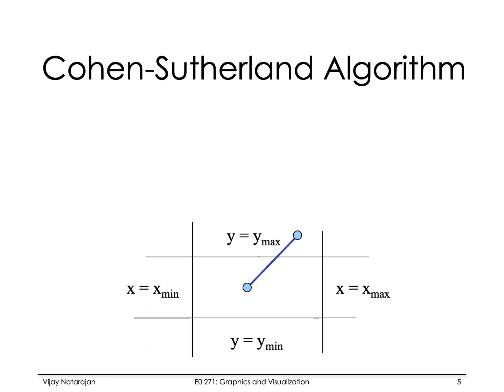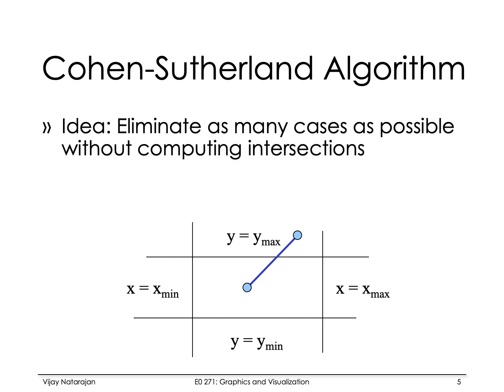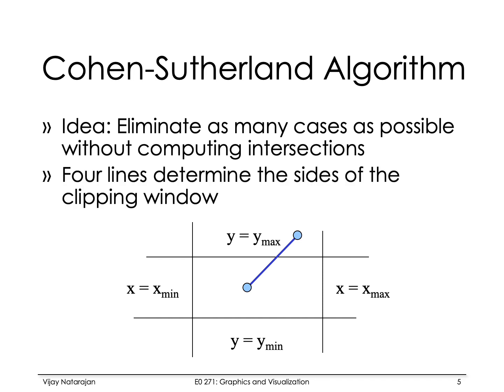So Cohen and Sutherland developed what is now a classic algorithm, where the idea is to eliminate as many cases as possible so that you minimize the number of intersection calculations. This is key. So how do they do this? So first of all, note that we would like to do clipping against this simple clipping window. Let's start with this case. The four lines x equal to x min, x max, y equal to y min, y max, these four lines determine the clipping window.